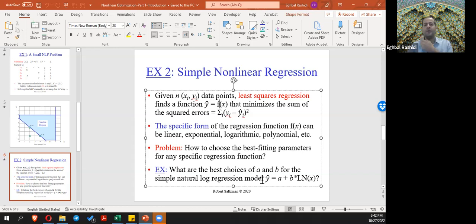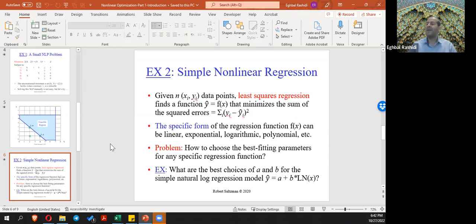For example, suppose that we want to use the natural logarithm. That's ln of x, natural logarithm of x. So this is the function. We assume that we want to actually find the parameters a and b. So we assume that our prediction for y is a function of x, and that's natural logarithm of x multiplied by b, parameter b, which is kind of slope, plus a.